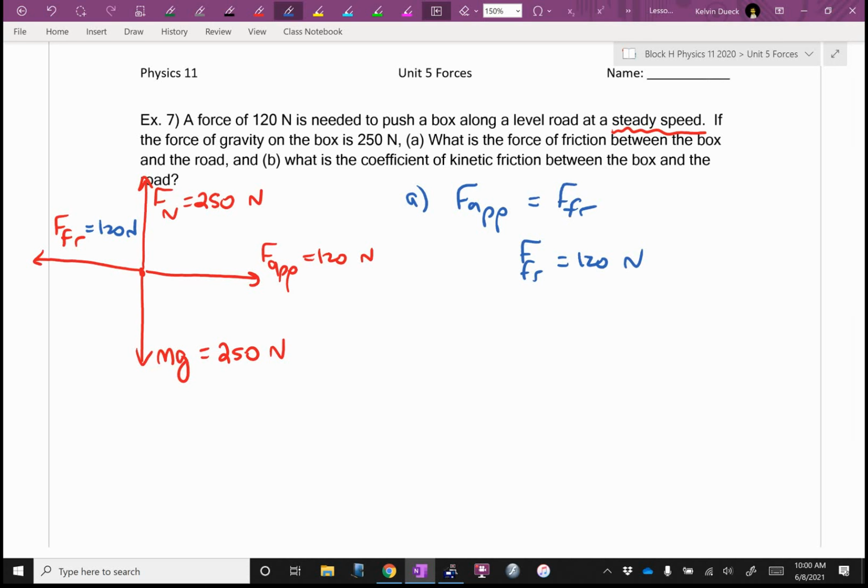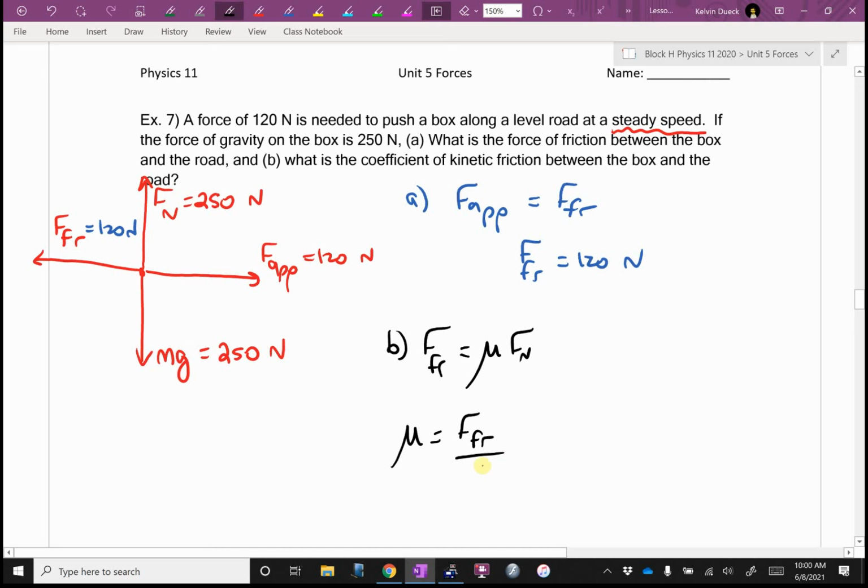What's B asking me to find? The coefficient of kinetic friction. What's mu? Well, the only equation that I have that has a mu in it is that one. I'll write it down. What do I want to get by itself? How would I get the mu by itself? So you're telling me mu is friction divided by Fn. That would make sense. Do I know friction? 120 newtons. Do I know the normal force?